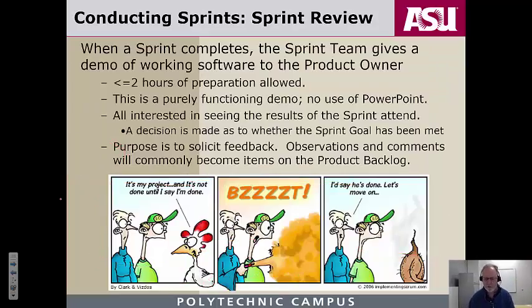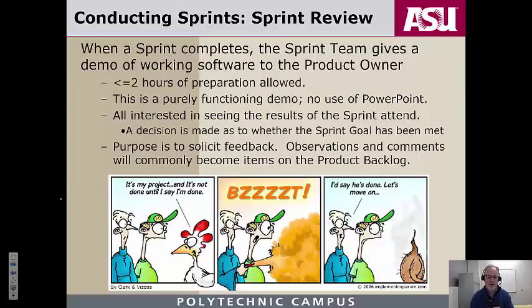The sprint review. So now we've planned the sprint, we've executed the sprint, and we're at the end of the sprint. What kind of things go on? First, the sprint review. When a sprint completes, the sprint team gives a demo of working software to the product owner. You made a commitment to deliver working software. You've got to demo that for your product owner, the person that you negotiated with back at the beginning of the sprint and the sprint planning.